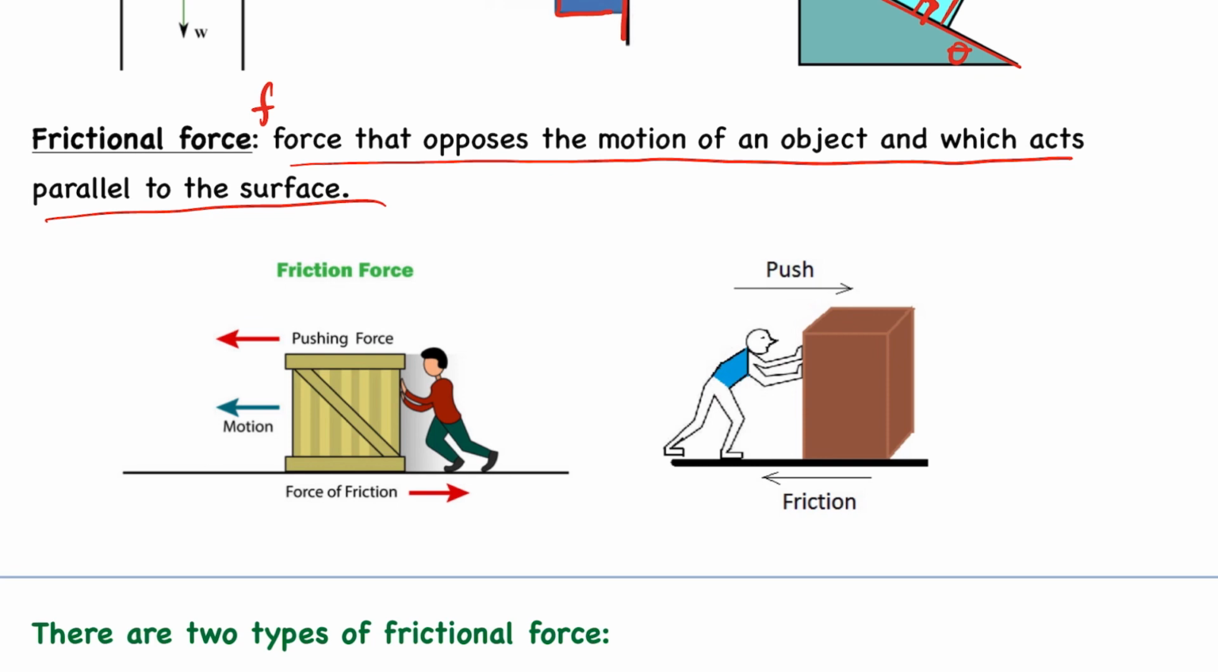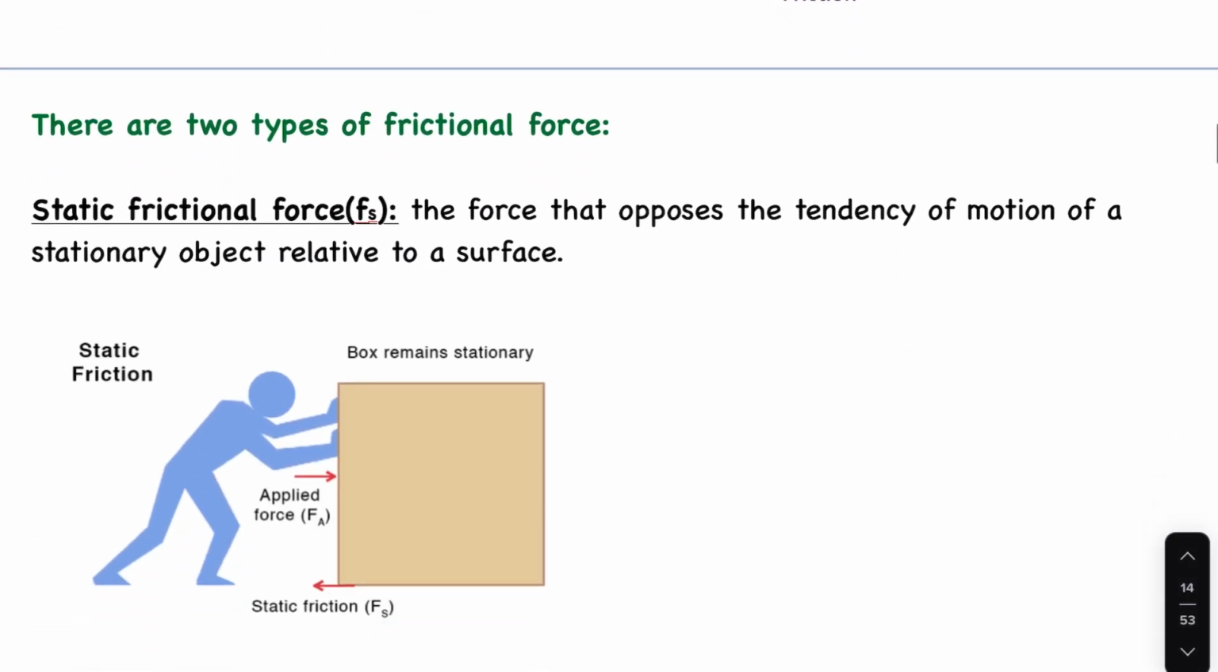Let's look at this diagram here. This gentleman is pushing this box or crate or whatever the object is. So the motion of the object is going in that direction, but the frictional force that opposes the motion is going in the opposite direction all the time. Let's look at this gentleman as well, who is pushing that block there. So the motion of the block is going there, and the frictional force opposes the motion. The frictional force acts parallel to the surface. Now it's very important, there are two types of friction.